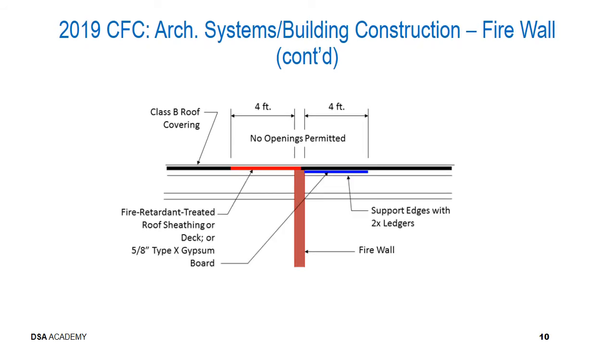And yet another way to construct the firewall terminating at the underside of a deck or roof. Note that the Class B roof covering is provided. Still, no openings permitted within 4 feet each side of the wall, and there must be a fire retardant treated roof sheathing provided on the deck or roof, protected also by 5/8 Type X chipboard and supported on the edges of 2x ledgers.